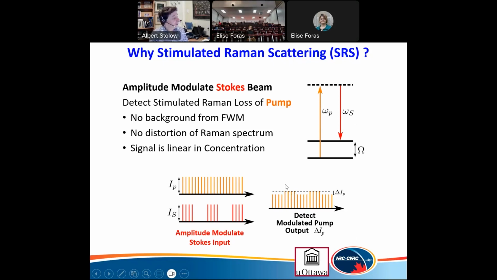So what I do is I measure the amount of power in this pump beam as a function of the Stokes beam being on or off. And I do this at megahertz frequencies. And so I use what's called a lock-in amplifier as a detection. I'm looking at the blinking frequency. And this signal here, this small signal, delta I, is proportional to this process. And this is called stimulated Raman scattering.